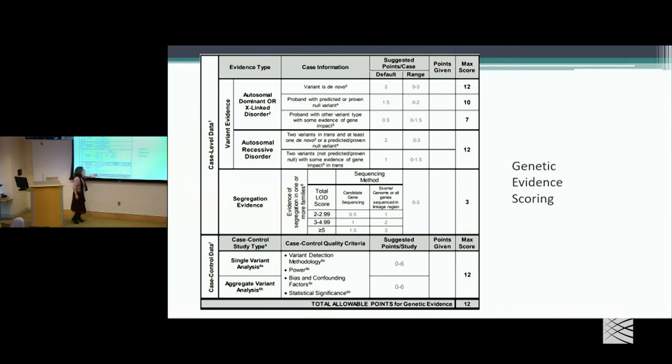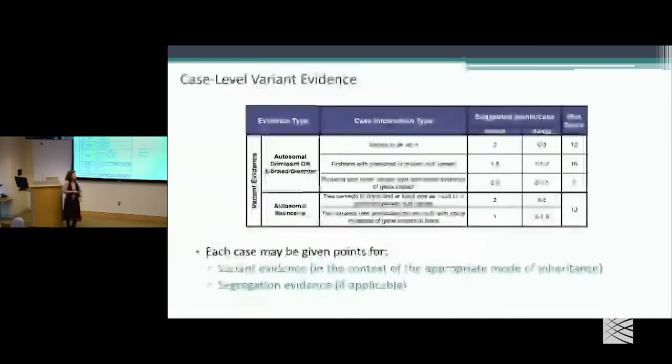And then, of course, you have to look at a number of factors of the quality of the study, race matching, the statistics, et cetera, and that leads you to score anywhere from 0, if it wasn't a good study, up to 6 to implicate that gene using case control studies.